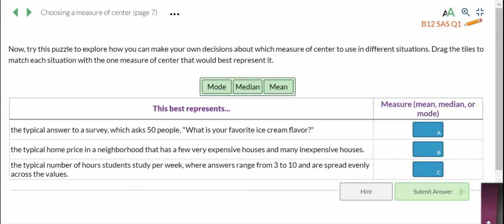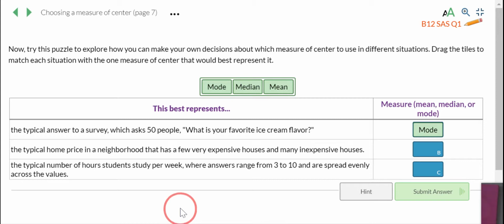So let's look at what that means. Take a second, pause this video, and see if you can solve the puzzle on your own. So we have the typical answer to a survey which asks 50 people, what is your favorite ice cream flavor? For that, we would use the mode.